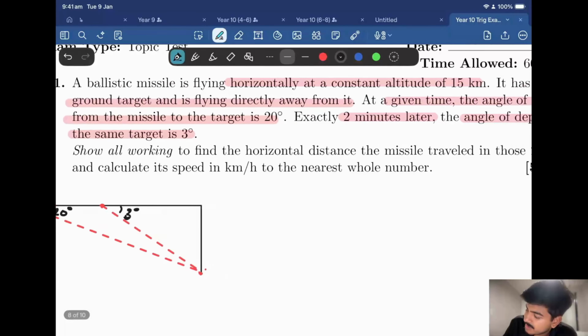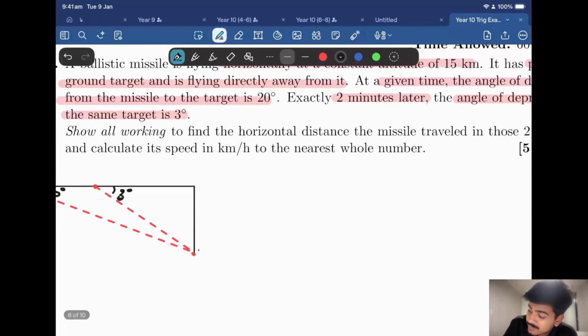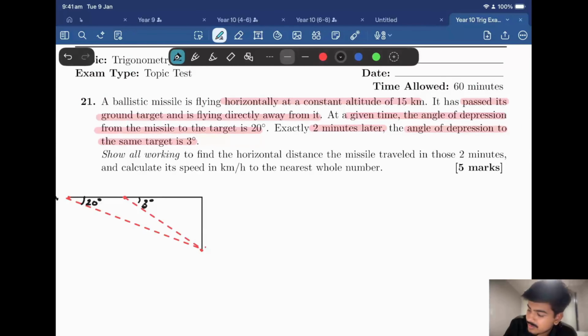So what do we need to find? Well, we need to find what is the speed of the missile in the 2 minutes. Okay, how do we find that? Well, speed is equal to distance divided by time, right? We know what the time is. Time is 2 minutes, right? Do we know what the distance is? We don't know what the distance is yet, but we can find it. The distance is just this much, okay? Well, how do we find that?